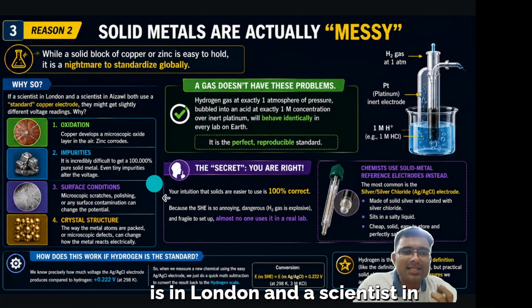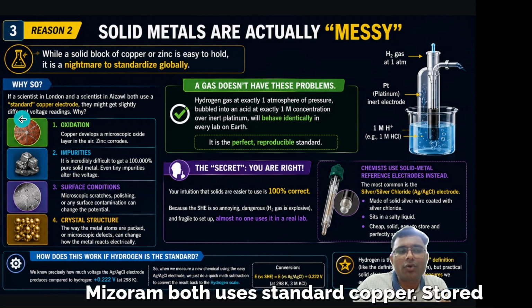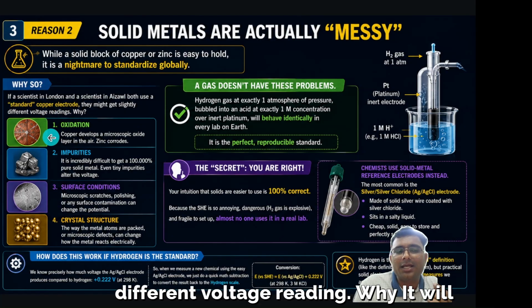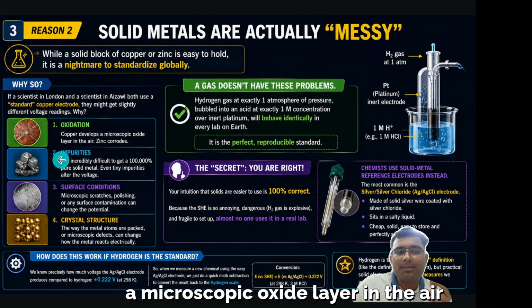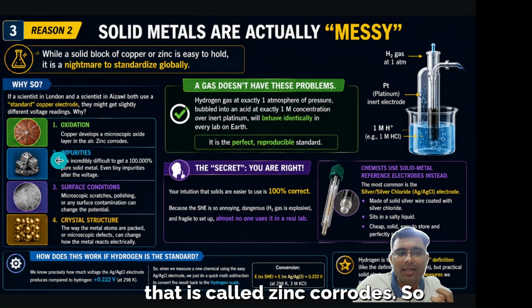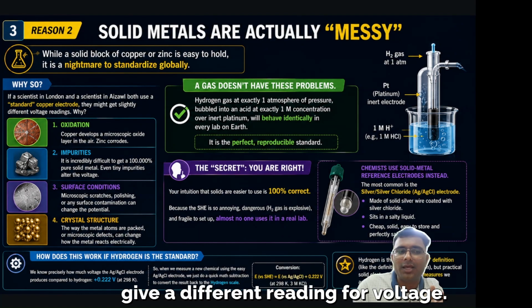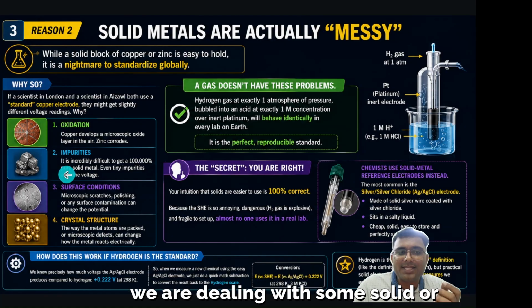If a scientist in London and a scientist in Mizoram both use a standard copper electrode as a reference, they might get slightly different voltage readings. Why will it happen? Due to oxidation. Copper develops a microscopic oxide layer in the air, just as zinc corrodes. So obviously if corrosion is going on, it will give a different reading for voltage. Okay. Second one is impurity.